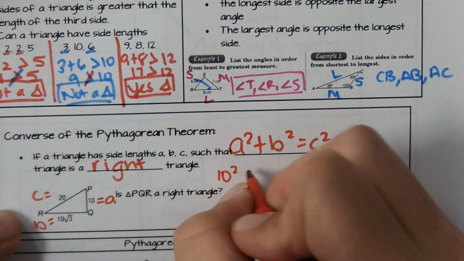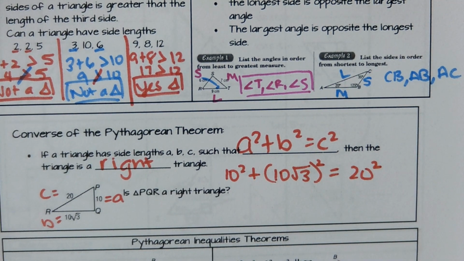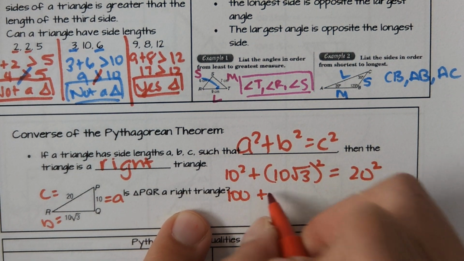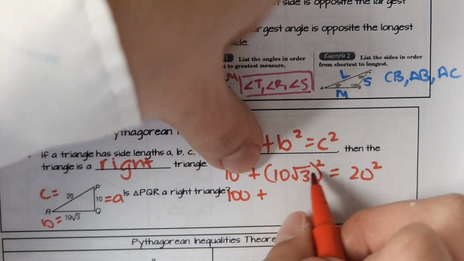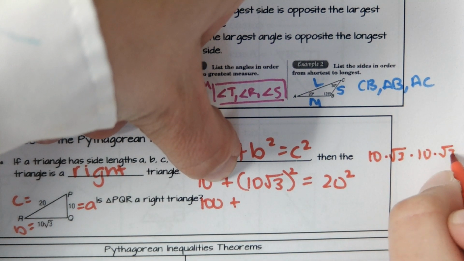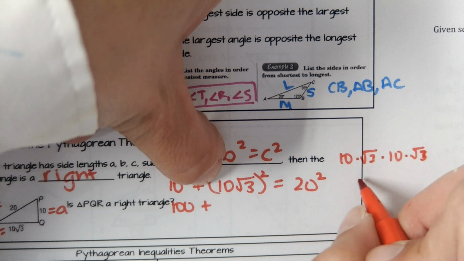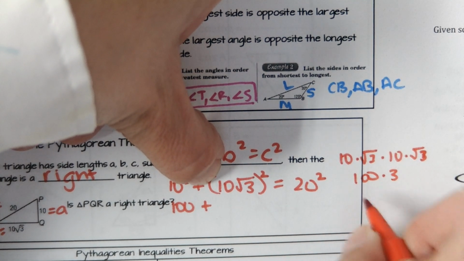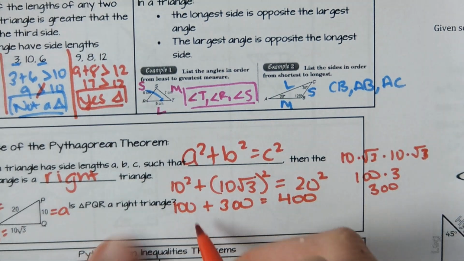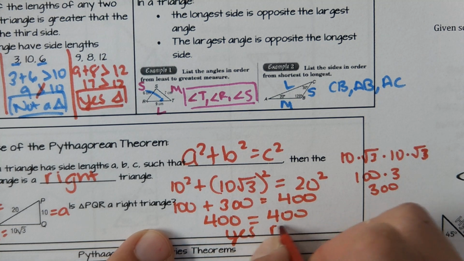So we're going to set it up in the Pythagorean theorem and see if the numbers work. So we have 10 squared plus 10 square root of 3, squared. Does that equal 20 squared? I know, weird numbers, but I'll walk you through it. So 10 squared is 100. That's easy. When you get to this, you might get thrown off a little bit. I'm just going to do this off to the side. So 10 times square root of 3, times 10 times square root of 3. So we would do 10 times 10 is 100, and square root of 3 times square root of 3 is just going to be 3. So that's 300. And 20 squared is 400. Then 400 does equal 400. So yes to being a right triangle.